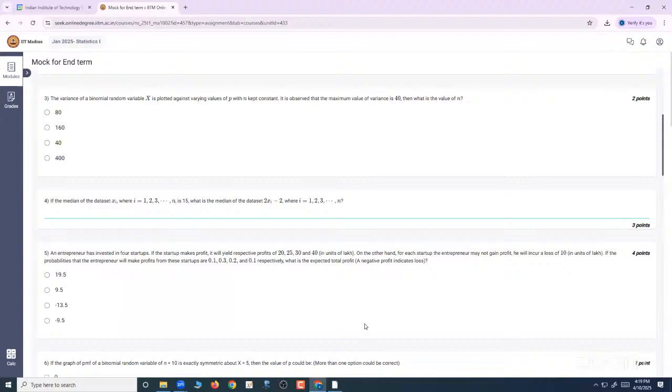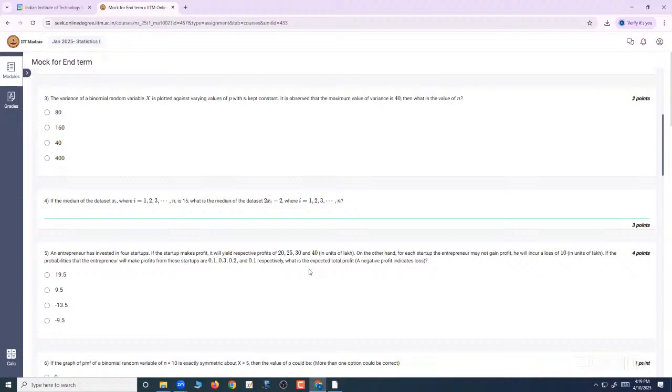Shall we? Yes, ma'am. Okay. Now, an entrepreneur has invested in 4 startups. If a startup makes a profit, it will yield respective profits of 20, 25, 30, and 40. On the other hand, for each startup, the entrepreneur may not gain a profit and will incur a loss of 10. If the probabilities that the entrepreneur will make a profit from these startups are 0.1, 0.3, 0.2, and 0.1 respectively, what is the expected total profit?